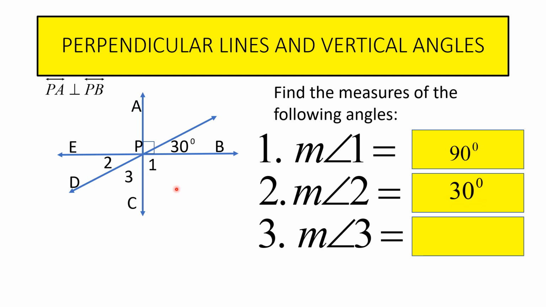We need to find the measure of angle 3. So, how do we find the measure of angle 3? This is a right angle. The measure of this one is 30. So, therefore, we have 90 minus 30. This is 60. So, if this is 60, the measure of angle 3 is also 60 degrees.